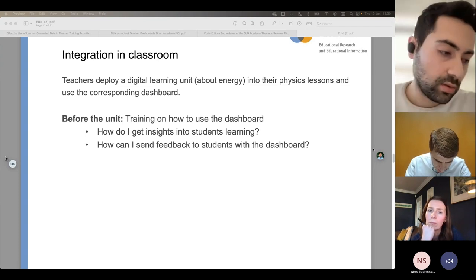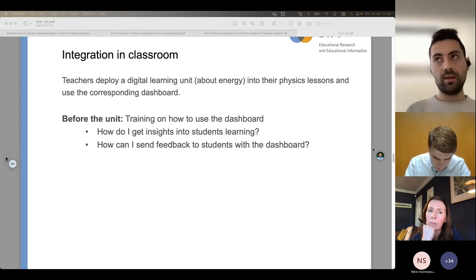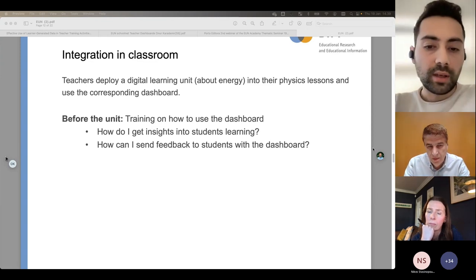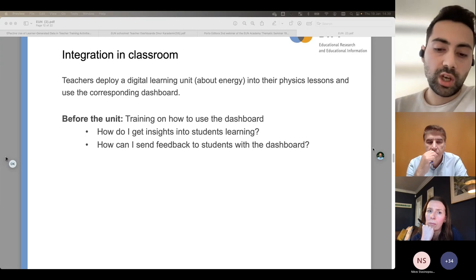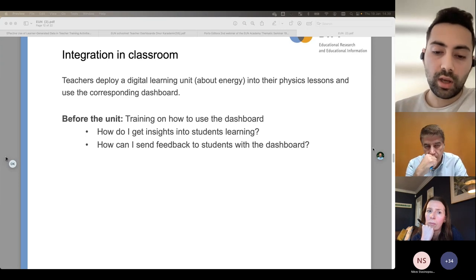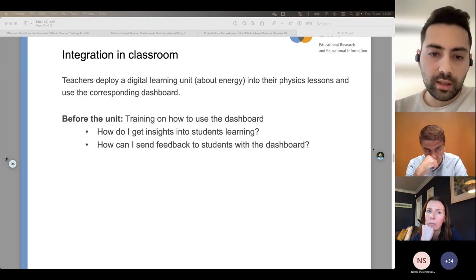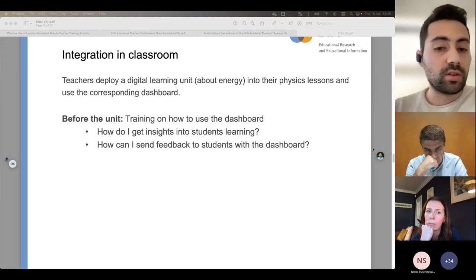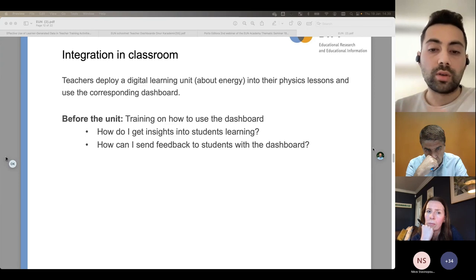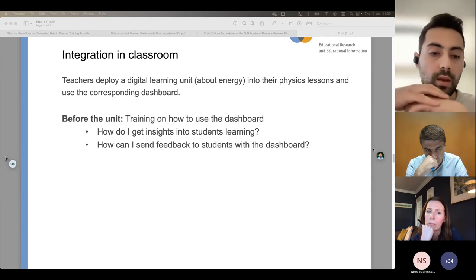I don't give them real data because of data protection issues, but I give them realistic data, which we change from previous collections. We parameterized a little bit and showed them realistic data where they can make decisions and train on how to give feedback based on these situations.